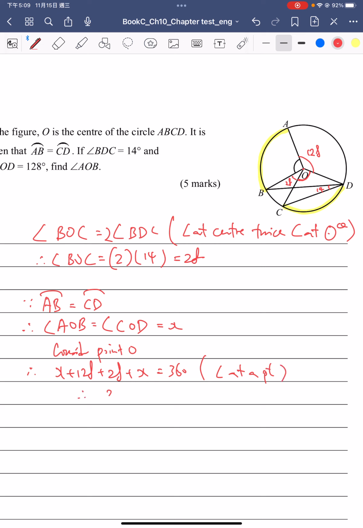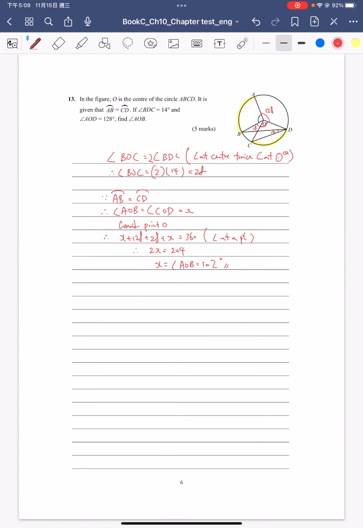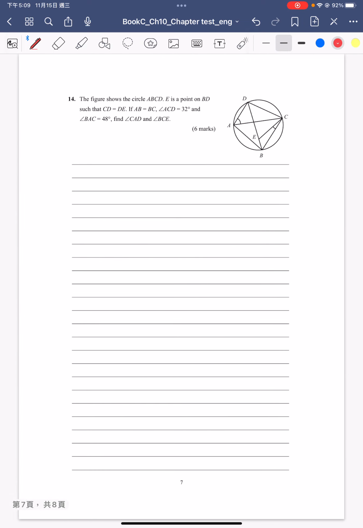Then we can say that 2x is going to be equal to 360 minus 128 minus 28, giving you 204, so that the required angle x, which is angle AOB, is equal to 102 degrees. So that's for question 13. All right, so then we can try to do question 14.